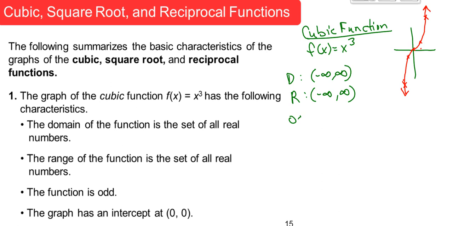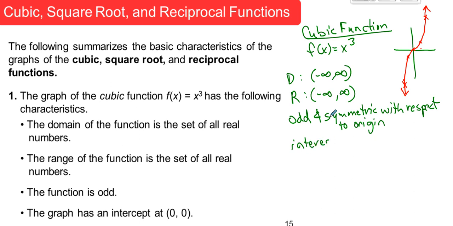This one is odd, and we'll also write then that it's symmetric with respect to the origin for this. The intercepts, x and y intercepts, so it just has one intercept, and that's at 0, 0, because it just goes right through that as we look at it.